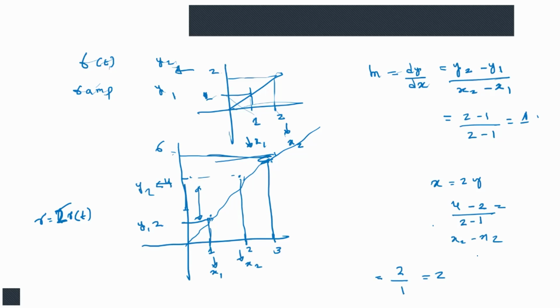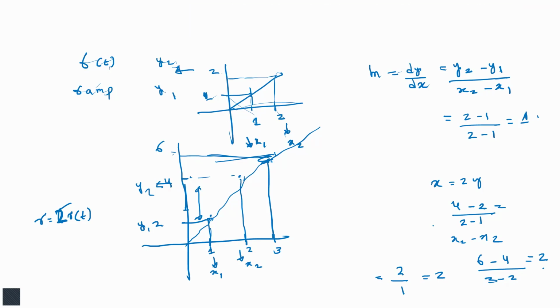If you want to check between 4 and 6 also, you can see 6 minus 4, and that corresponds to 3 minus 2. Again the slope is equal to 2, correct? So slope will remain the same. If you want to do it with 6 and 8 also, the same thing: 8 minus 6 is 2, and 8 corresponds to 4, and 4 minus 3 would be equal to 1. The slope remains the same. So this is regarding the slope.